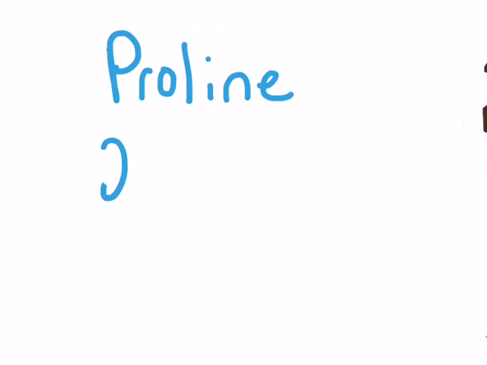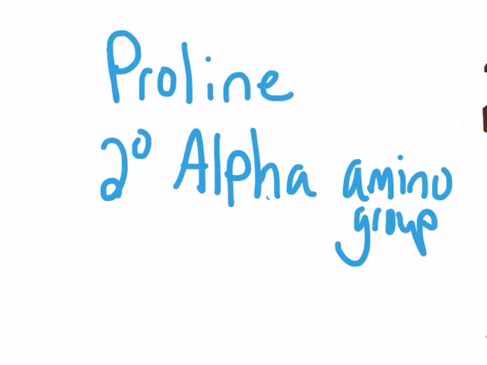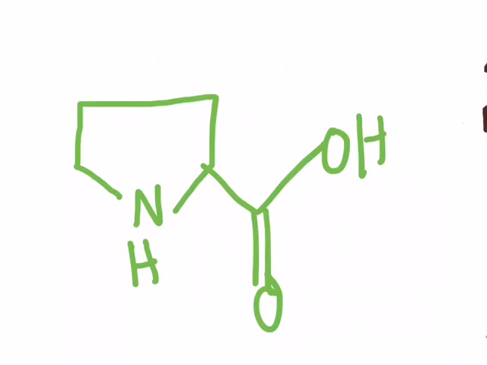So now we'll look at the amino acid proline. This is going to be a secondary alpha amino group. And we'll look at the structure and we'll see why this creates a kink in the secondary structure. So proline is going to look something like this, and this is going to be the only amino acid that has a secondary alpha amino group. So right here.